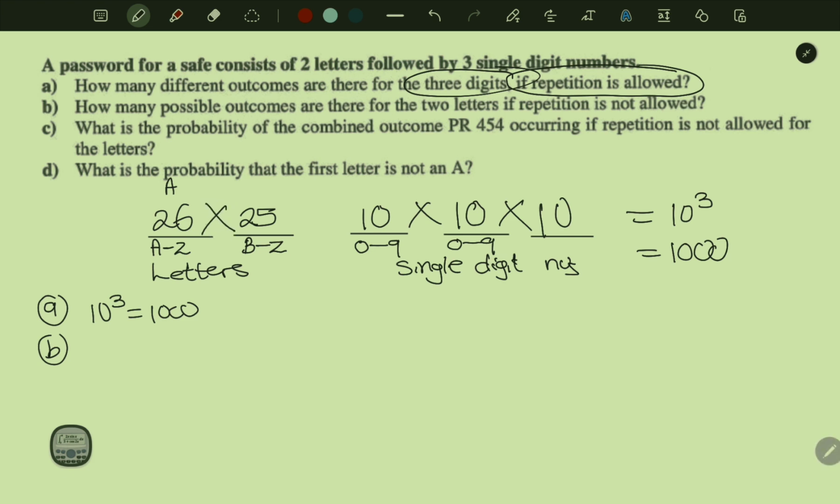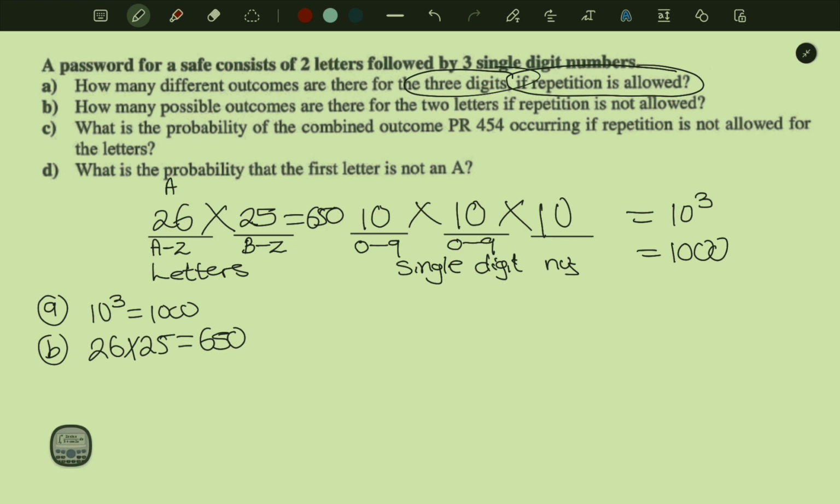By the fundamental counting principle, the total number of combinations I have is 26 times 25, which is 650. So the answer for B is 26 times 25, which is equal to 650. This means we have 650 2-letter combinations.